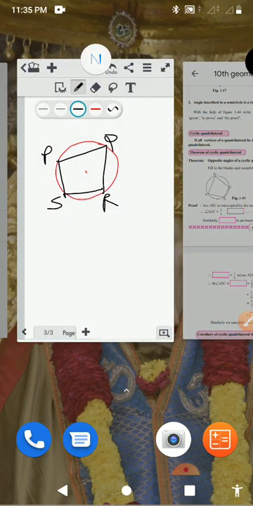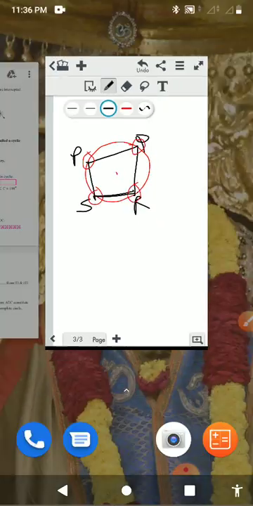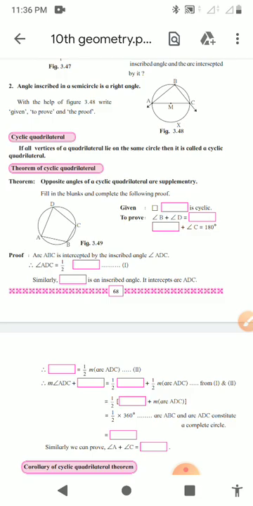So in this diagram you will come to know all the vertices. This is the first, second, third, and fourth. They lie on the circle. So actually this should be like this, I am just correcting it. It is like this. So all these vertices of the quadrilateral lie on the circle. Hence this is known as a cyclic quadrilateral. Then we will see the theorem for the cyclic quadrilateral.